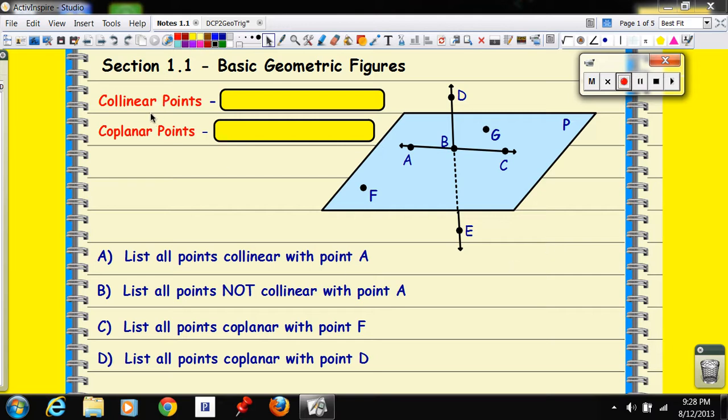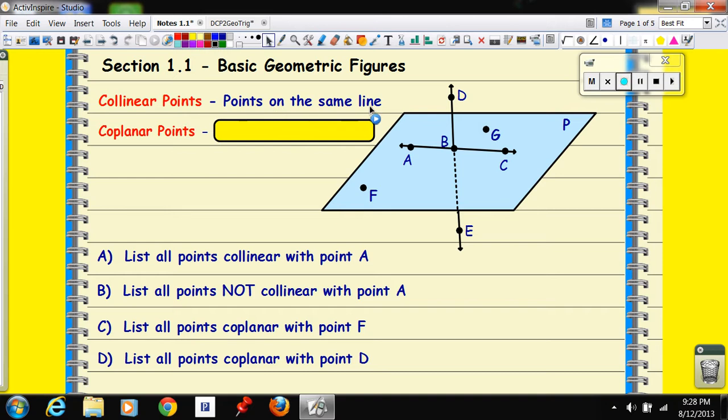Two vocabulary words that you're going to want to learn here would be first is collinear points. And collinear points are points that are on the same line. Coplanar points, very easy then. If we know that points on the same line have to be collinear, there's a word line in here, then coplanar points have to be points on the same plane. The word plane is right in here. Collinear points, points on the same line. Coplanar points, points on the same plane.